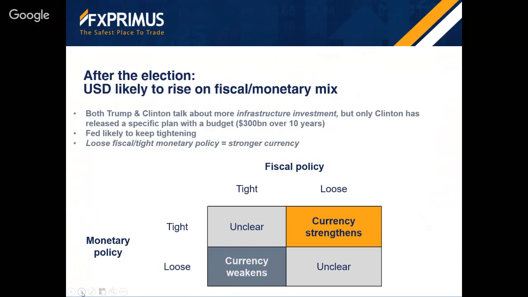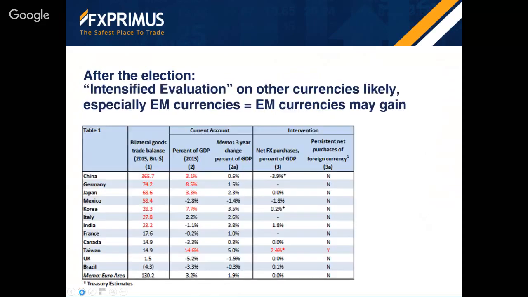This little table here shows the interaction between fiscal policy and monetary policy. When you have a loose fiscal policy and a tight monetary policy, the currency tends to strengthen. And that's what I think would happen under a Clinton presidency. Under Trump, I think the risk premium would come in, and who knows what would happen. But this is what I think would happen with a Clinton presidency.